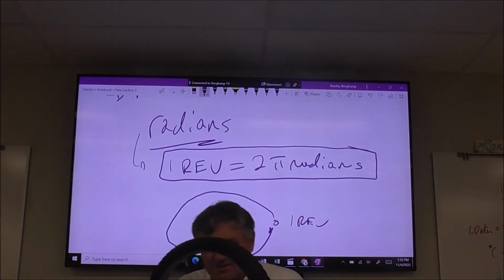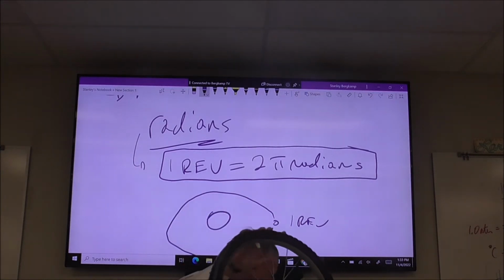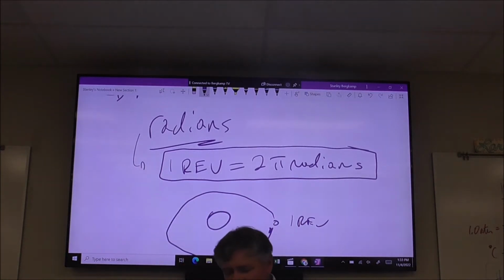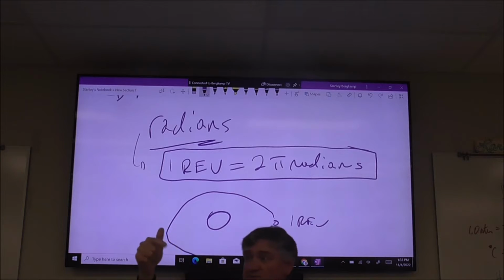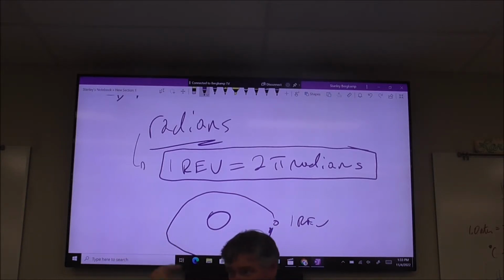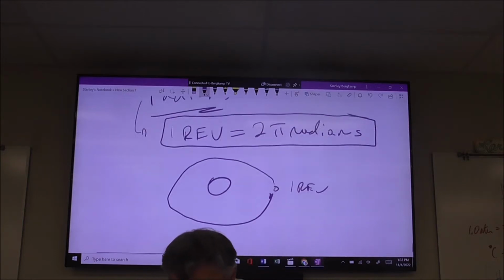So sometimes things spin slow, sometimes things spin fast. Just like meters per second is a rate function, it's how many meters per second that you're traveling, a rate function in terms of how fast things spin, instead of meters per second, is going to be in radians per second.